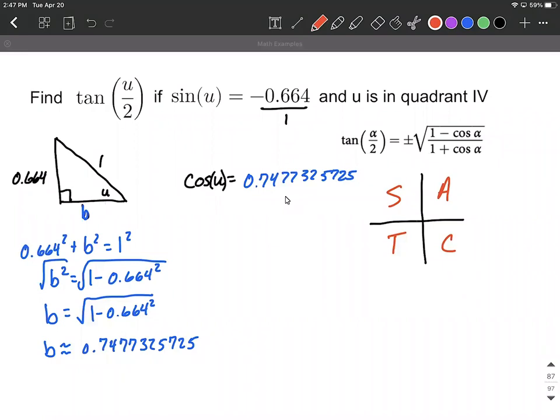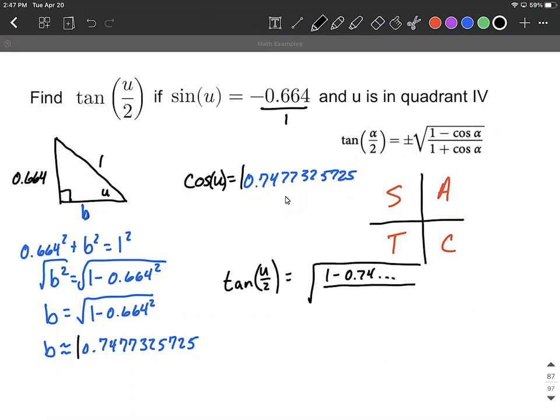All right, now to evaluate tangent of this half angle. Tangent of this half angle, u divided by 2, is going to be this formula over here, and I'm leaving out for the time being whether it's going to be positive or negative. We're going to double check on that in just a second. So we go 1 minus 0.74 dot dot dot. We'll use this exact same value that we got for cosine, and then 1 plus 0.74 dot dot dot. I'm going to fill in all of that as we do this computation.